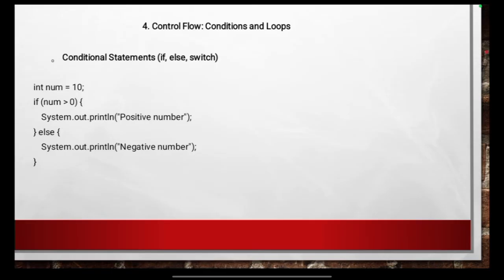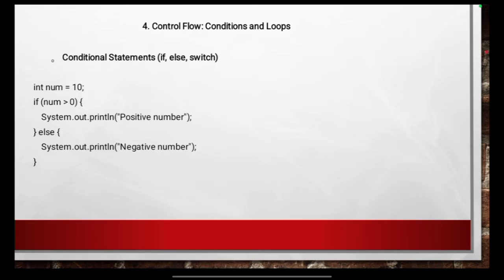Java provides several types of conditional statements including if, else and switch, which allow a program to make decisions and execute different code blocks depending on the situation. In the provided code example, we first declare an integer variable num and assign it the value 10. Then the if statement checks whether the number is greater than 0. If the condition is true, Java executes the block inside the if block and prints positive number. If the condition is false, the Java program moves to the else block and prints negative number instead.